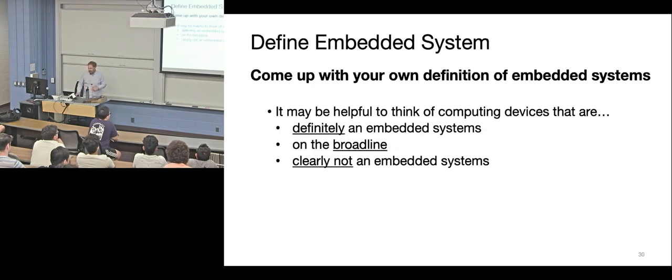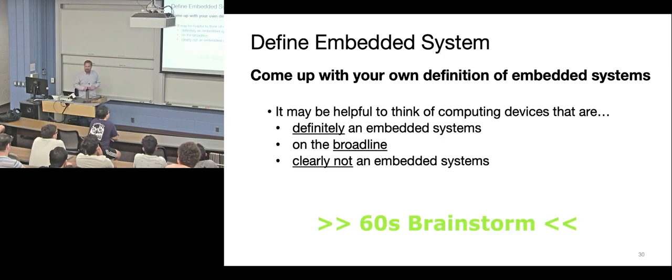All right. So I'm going to ask you to come up with a definition of embedded systems for yourselves. We already see this is hard. It's not easy all the time. So I'll have you break up into groups and talk about it. Think about things that definitely are embedded systems, things that are borderline, and things that are clearly not embedded systems. Take some time to talk amongst yourselves.